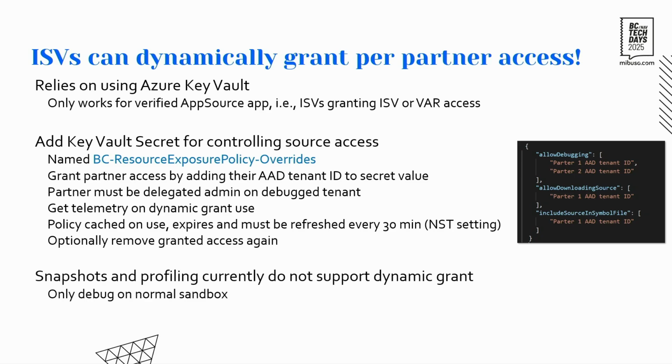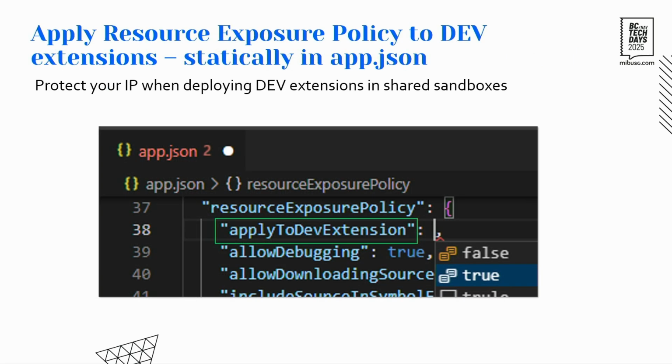This is not supported on snapshots and profiling. It's only debug on normal sandboxes. And then very recently, we applied this to dev extensions as well. So if you have an AppSource app that you deploy to an environment and you locked it down, but you have your own environments where you want to troubleshoot something, you can allow access to that in the environment.